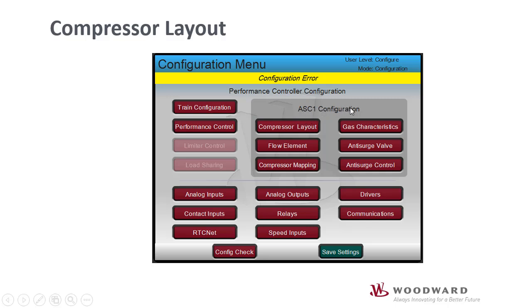If you had chosen a 2 stage compressor, you might have seen ASC2 instead of ASC1 here. Since we have only one stage, this is the ASC1 configuration. We will start from compressor layout, and in the last we will finish the anti-surge controller. So select compressor layout and press enter.